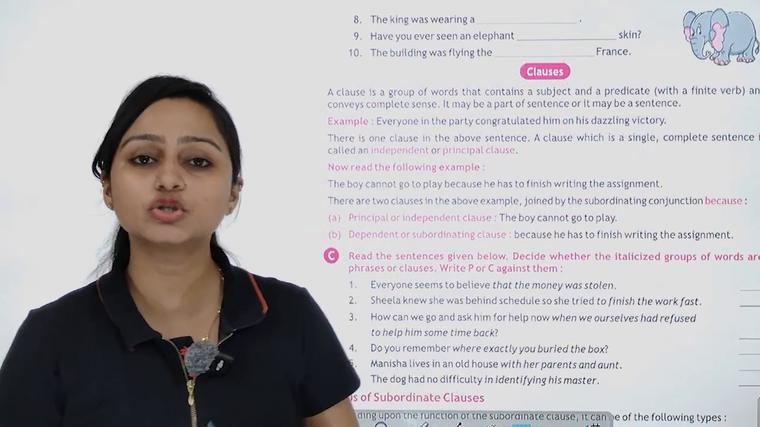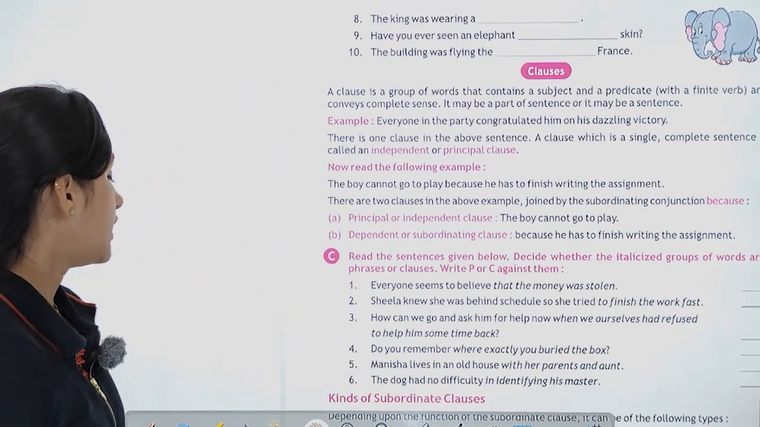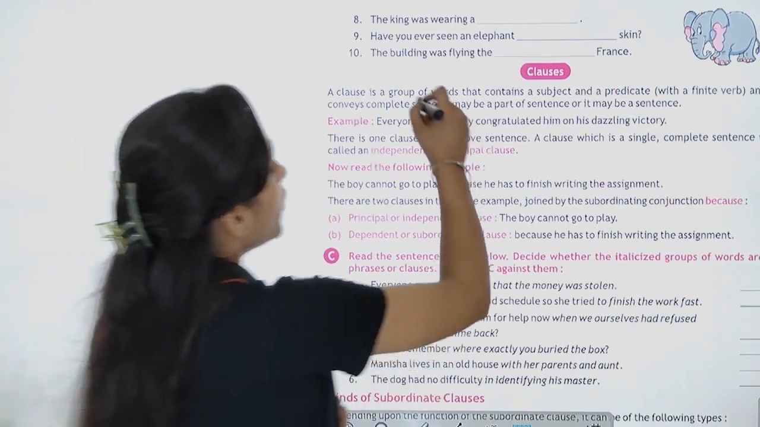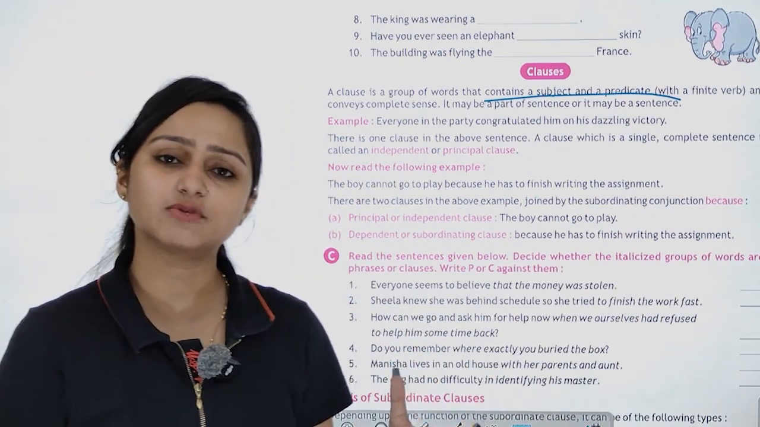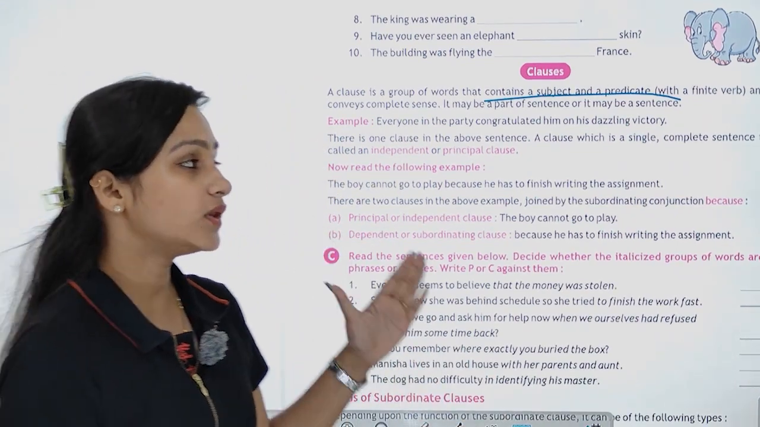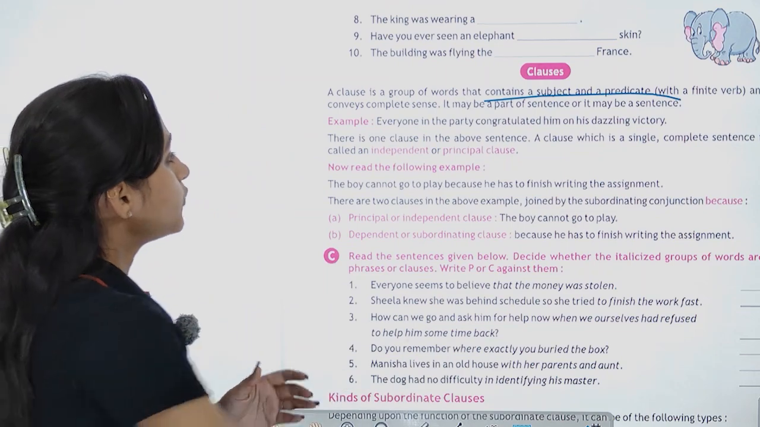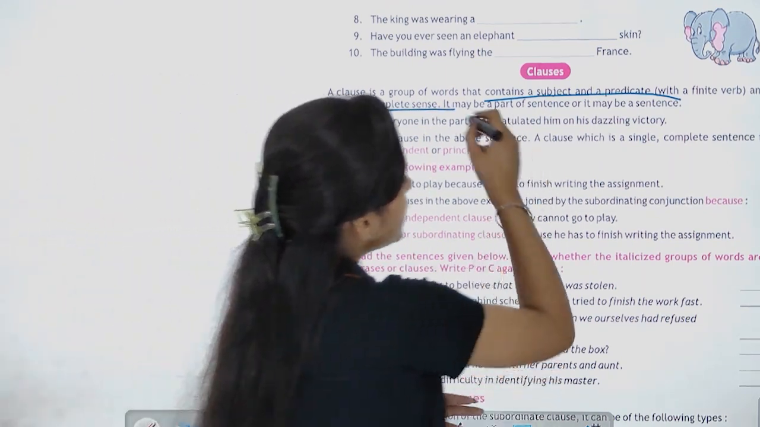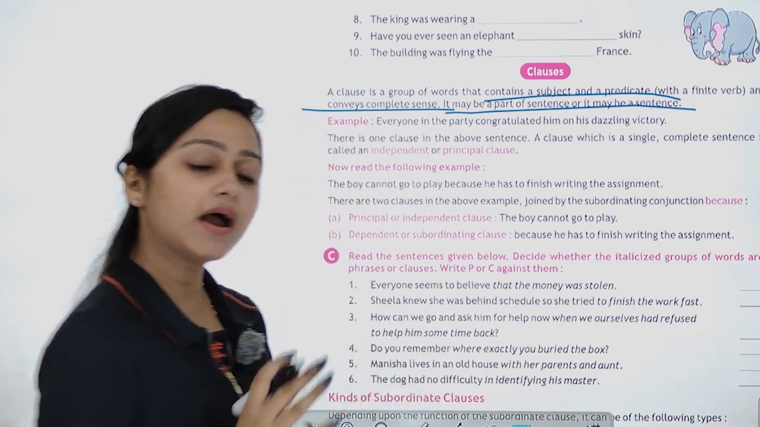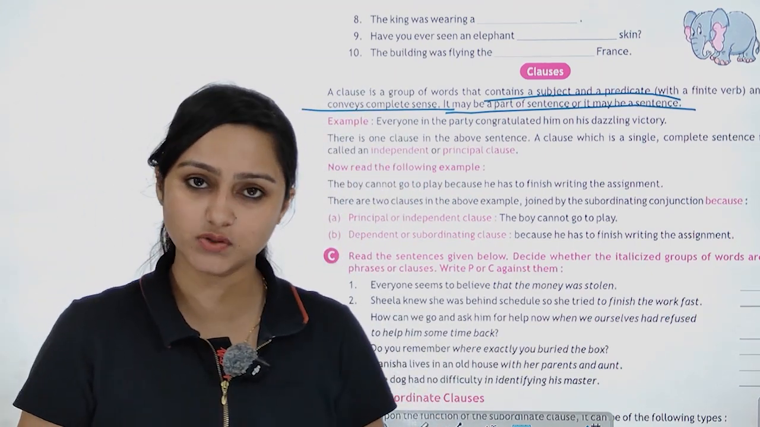Now let's talk about clauses. Clauses क्या होते हैं? A clause is a group of words that contain a subject and a predicate. ये वो group of words होते हैं जिनमें subject भी होता है, predicate भी होता है, with a finite verb and conveys complete sense. और एक complete sense convey करता है. It may be a part of a sentence or it may be a sentence. एक part हो सकता है sentence का और एक sentence भी हो सकता है.